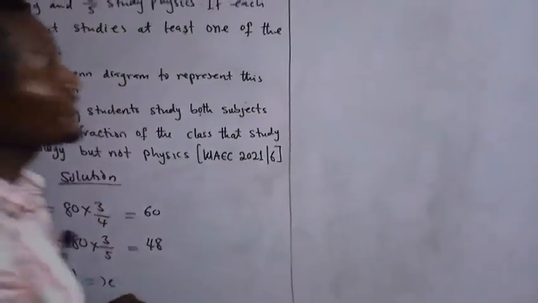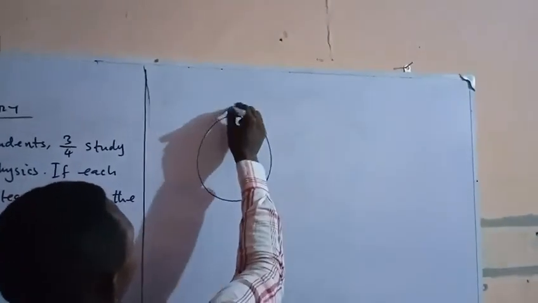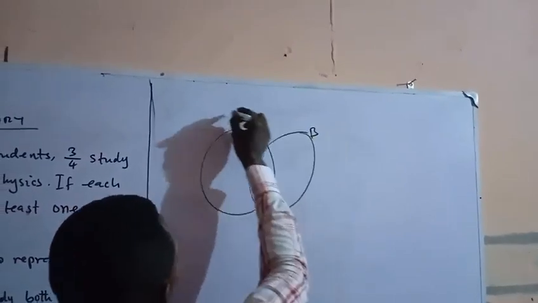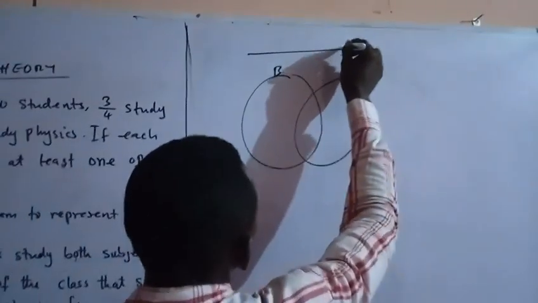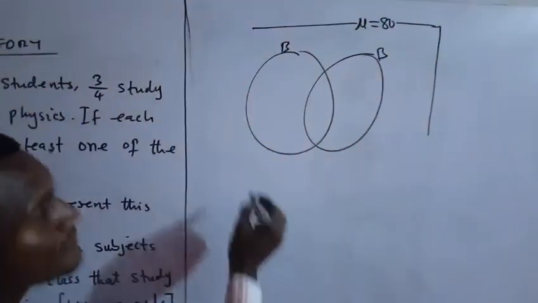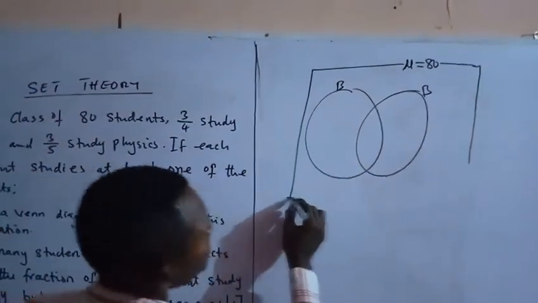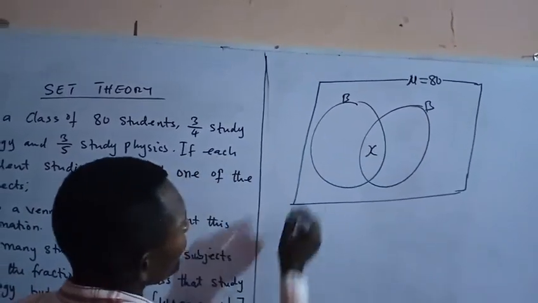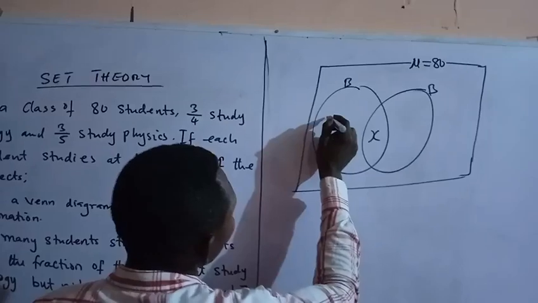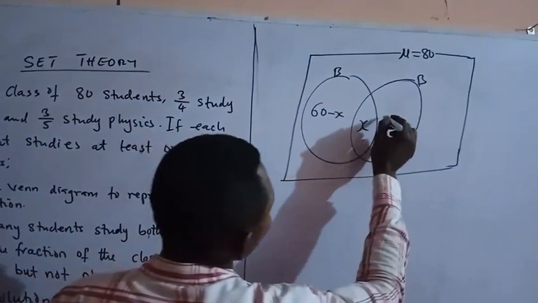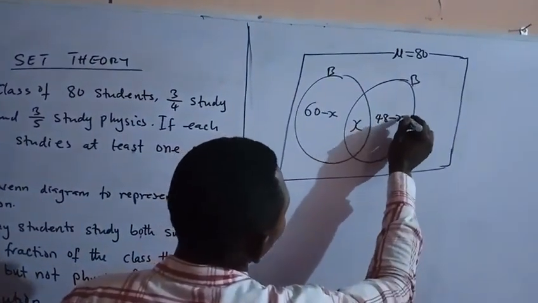Now the Venn diagram can be drawn with circles. So this is the circle for biology, another circle for physics. This rectangle here will represent the universal set, which is 80 students in the class. So now x is what we don't know. So this portion here, we can have 60 minus x. And this portion here is 48 minus x.